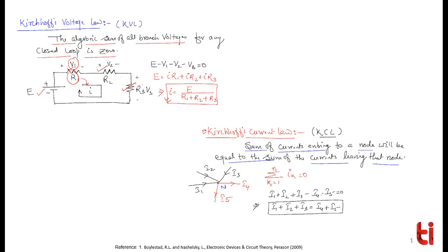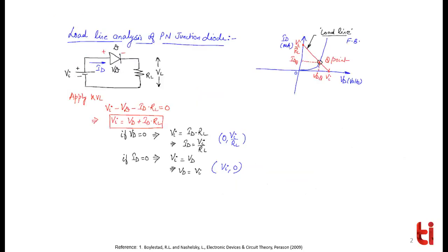Similarly, you can apply the KCL. Sum of currents entering a node will be equal to the sum of the currents leaving that node. It's very, very easy. So directly you can apply the KCL. It's not very tough. ये सिर्फ इसलिए कि कहीं ना कहीं डायोड में अगर यूज करने के लिए आ जाता है. So how to apply that? But you already know this thing. Now, load line analysis of a PN junction diode.